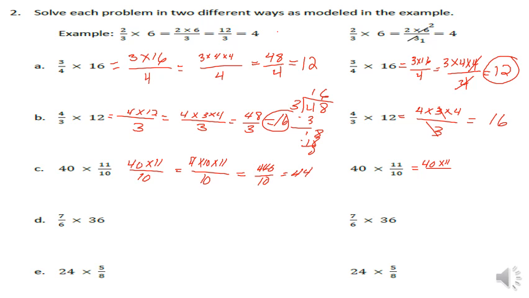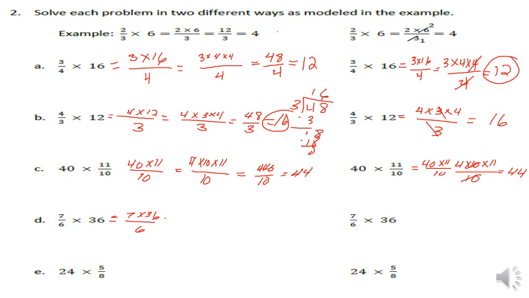Now let's see how this looks when we decode it. 40 times 11 over 10, and we went 4 times 10 times 11 over 10. We take out the 10s, and we got 4 times 11 is 44.